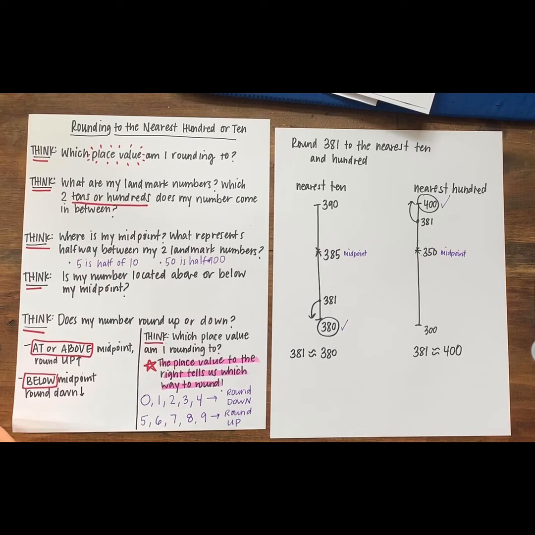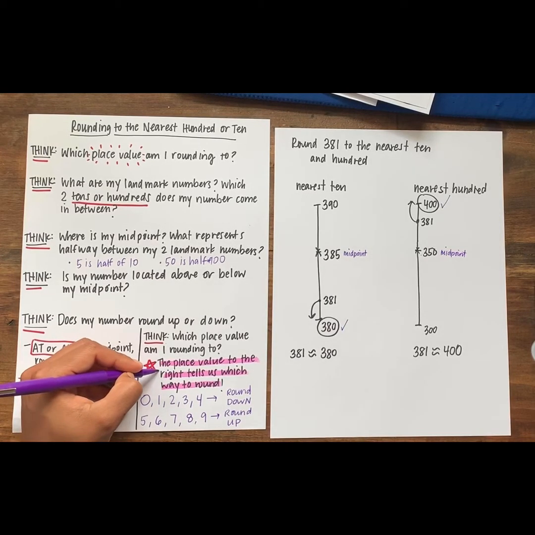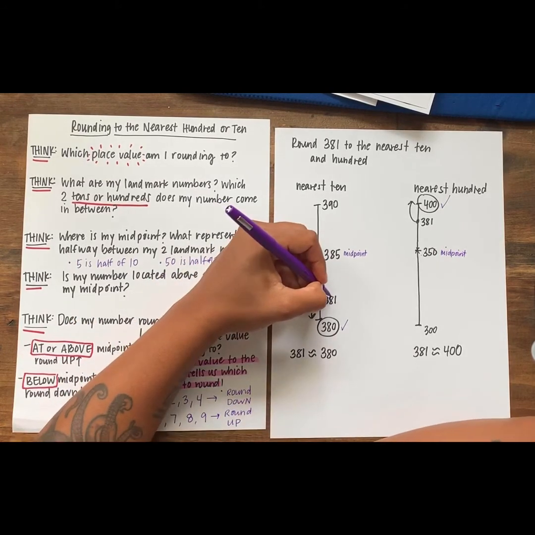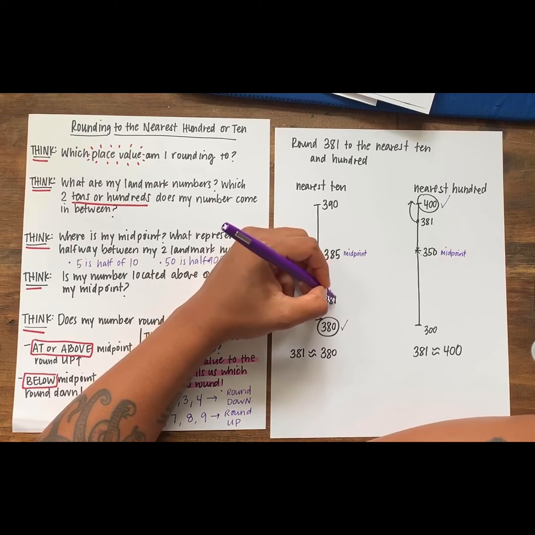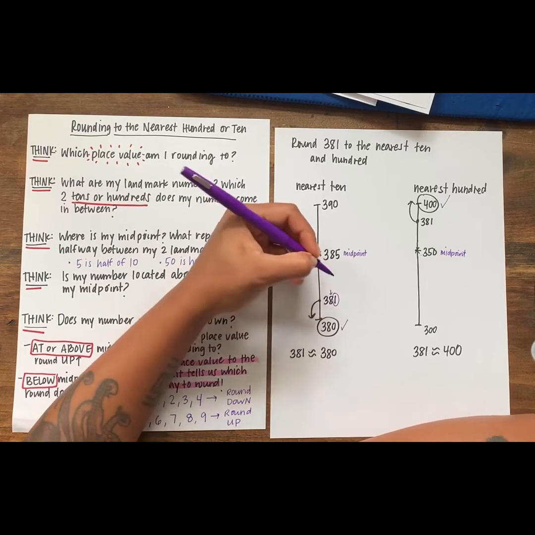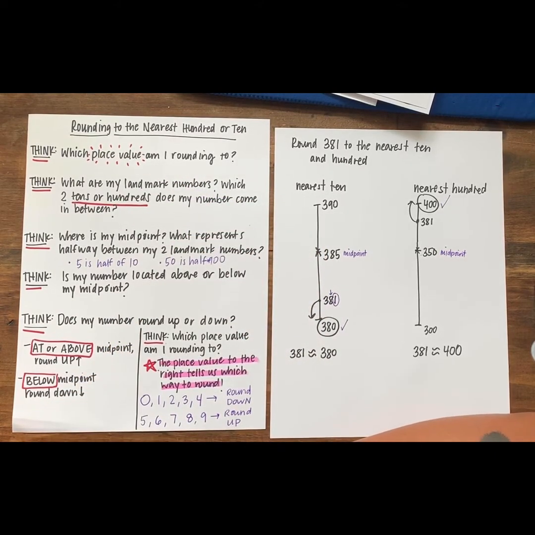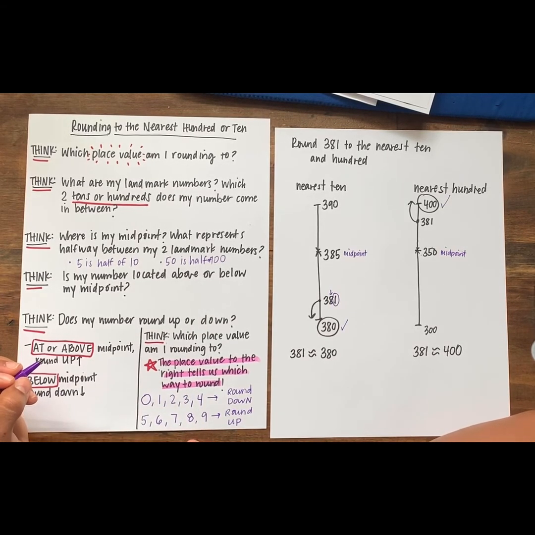Yes, that's right. We remember the place value to the right tells us which way to round. So if we're rounding to the nearest 10, the place value to the right is the one that helps us round. We see a 1 in that place value. So we know that it rounds down because if we have a 0, 1, 2, 3, or 4 in the place value to the right, we round down. Nice work.